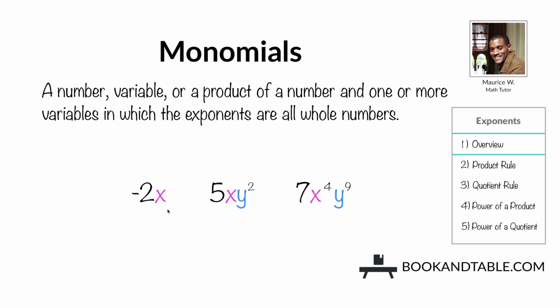Negative 2x, our number and variable, 5xy squared, our number and multiple variables, similar to 7x to the 4th, y to the 9th. And in all three of these different terms, the exponents are whole numbers: 9, 4, 7 to a power of 1 is 7, 5 to the power of 1, x to a power of 1, y to a power of 2, negative 2 to a power of 1, x to a power of 1. When the exponent is not shown, that means it's to a power of 1, it's just itself.